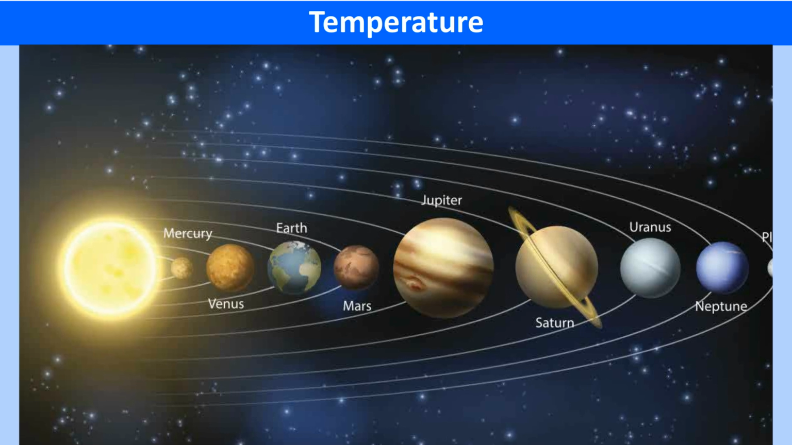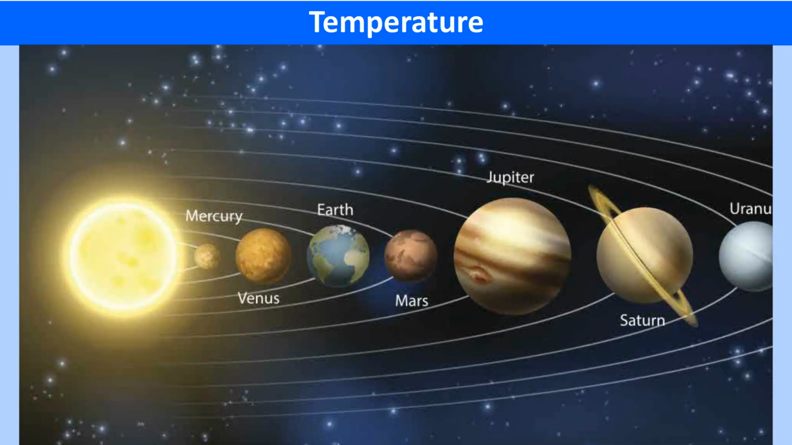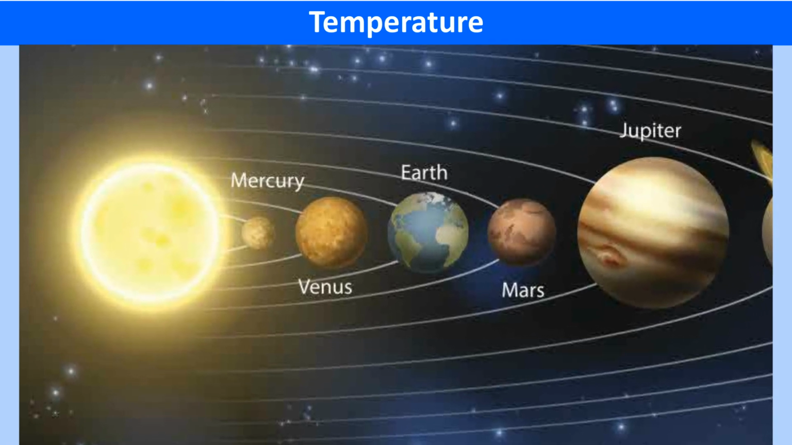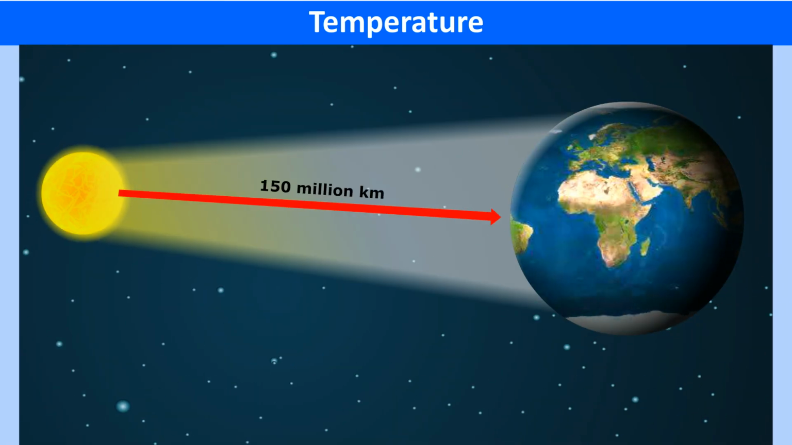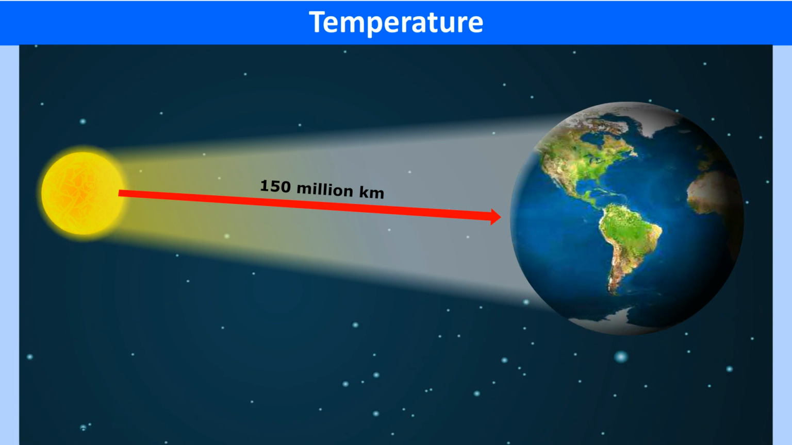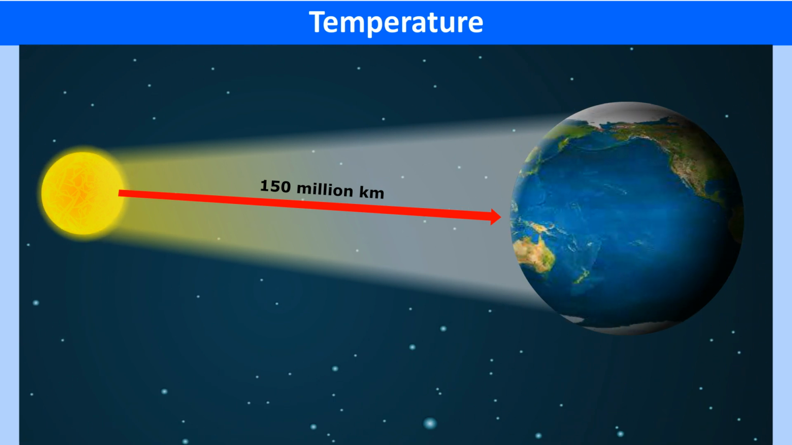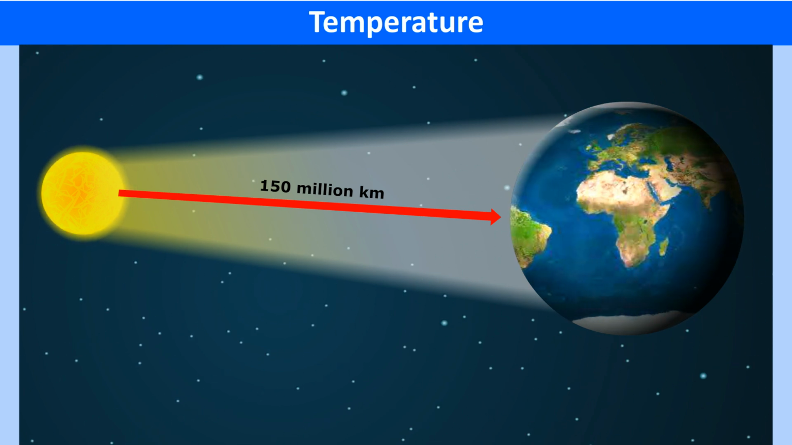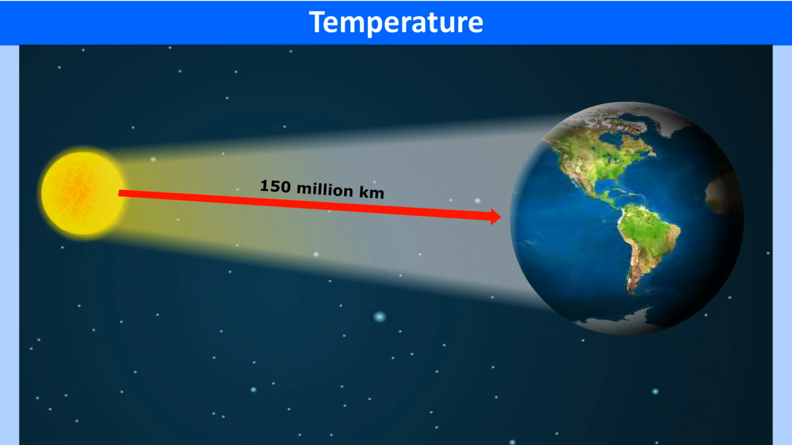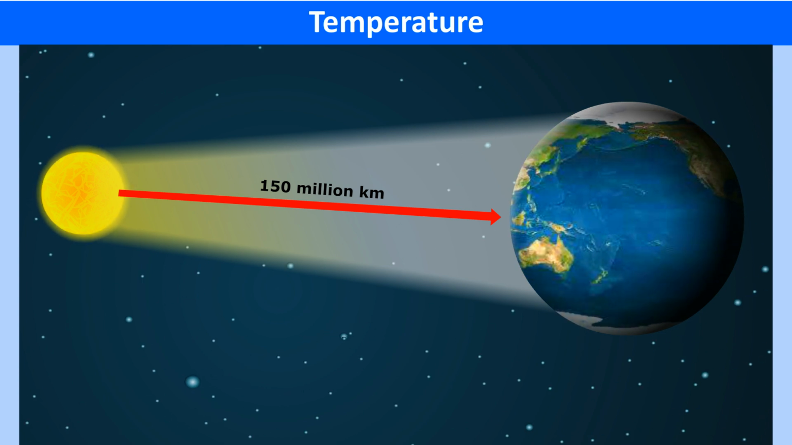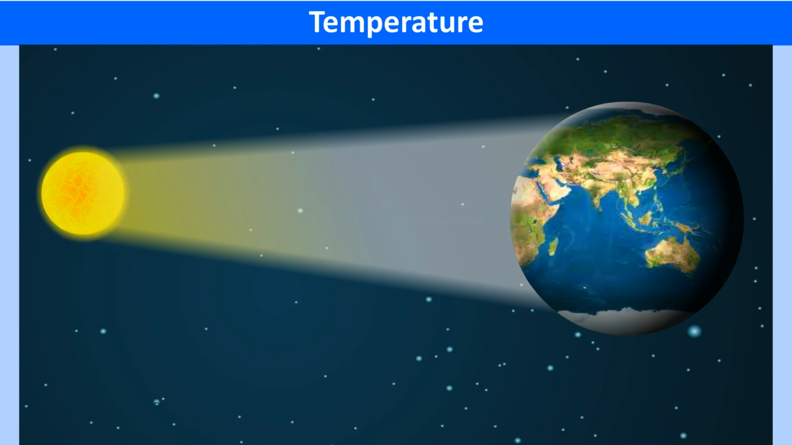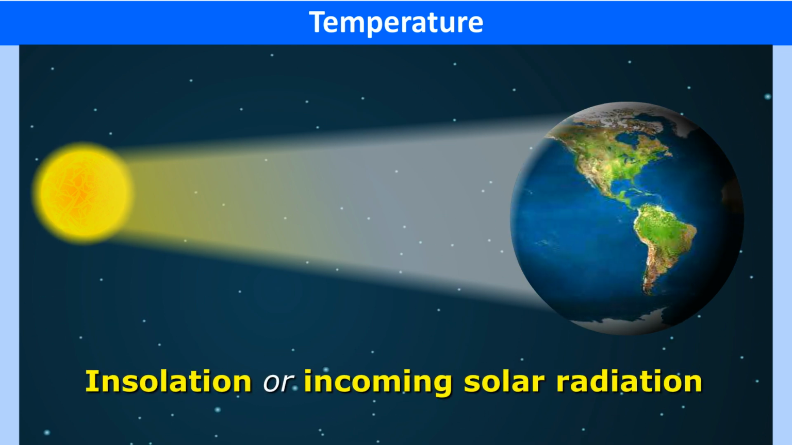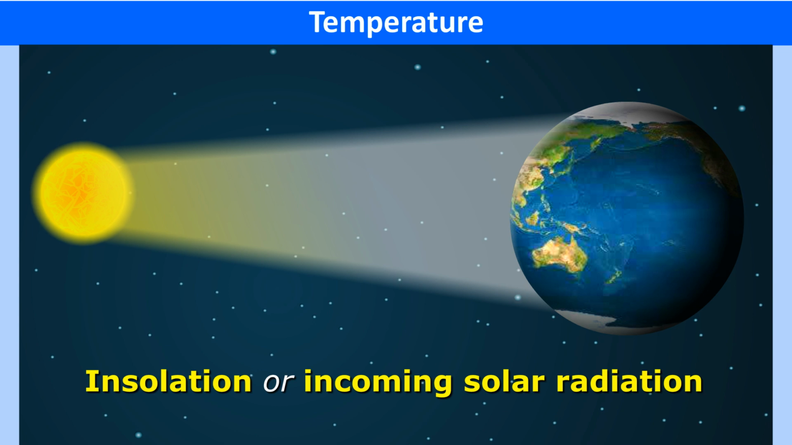Temperature. The sun provides heat and light for all the planets in our solar system, known as solar radiation. The Earth, which is 150 million kilometers away from the sun, receives a tiny share of this solar radiation in the form of short waves that travel through the atmosphere and reach the Earth's surface. The amount of solar energy received by the Earth is called insolation, incoming solar radiation.